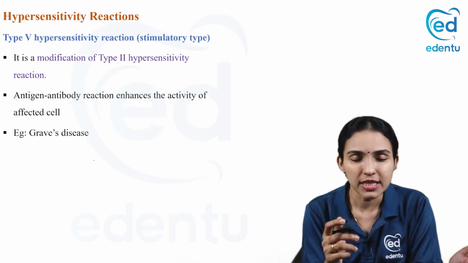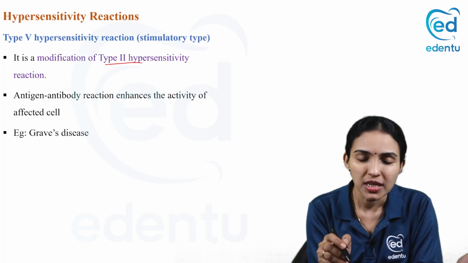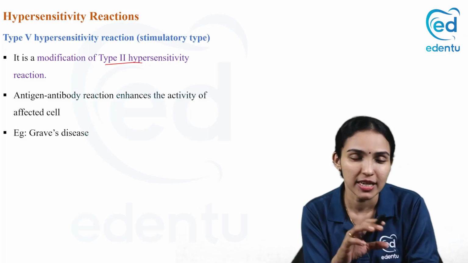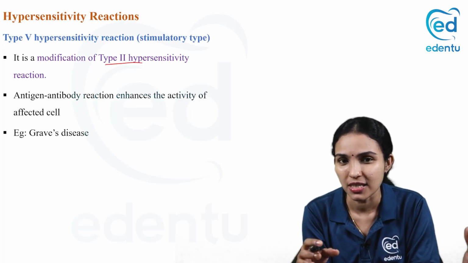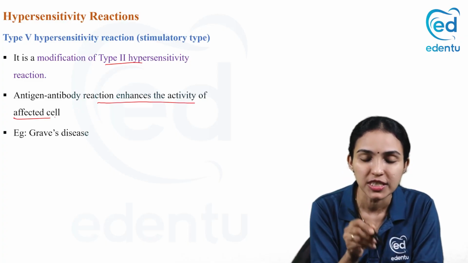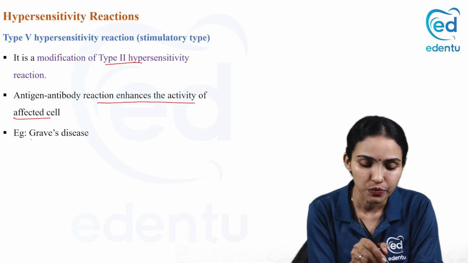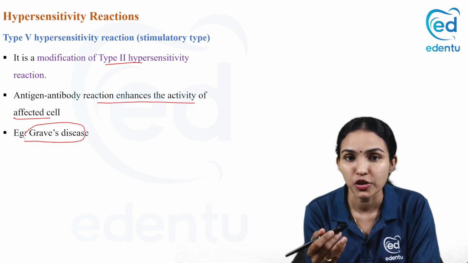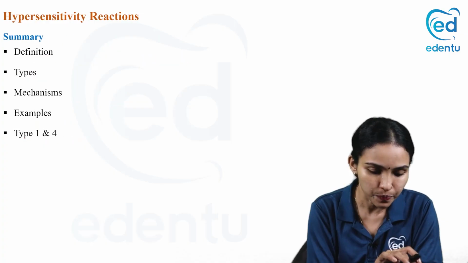Then there is another type called type 5, which is actually an extension of type 2. That's not that important. In type 2, when there is an antigen antibody reaction, an antibody binding to an antigen on the surface of a cell causes cell lysis or cell destruction. That is type 2, cytotoxic. But instead of causing cell lysis, if it enhances the activity of the affected cell, you call it a type 5 reaction. This is very rare. The only condition where we commonly say it's a type 5 reaction is Graves' disease, where there is increased production of thyroid hormones as a result of this antibody binding to the thyroid cells. So that is type 5.